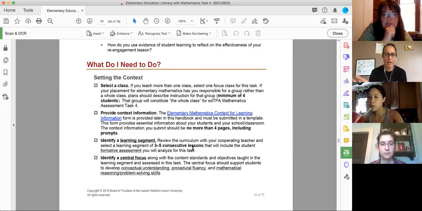Okay, so you selected your class in terms of what you needed to do. Remember, for this task, you have to provide that content for learning information, and then the things I talked about. So you also need to do a context for learning for this part.